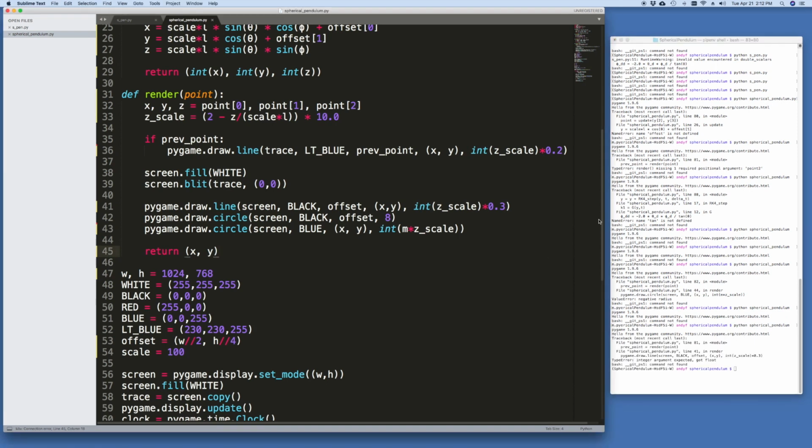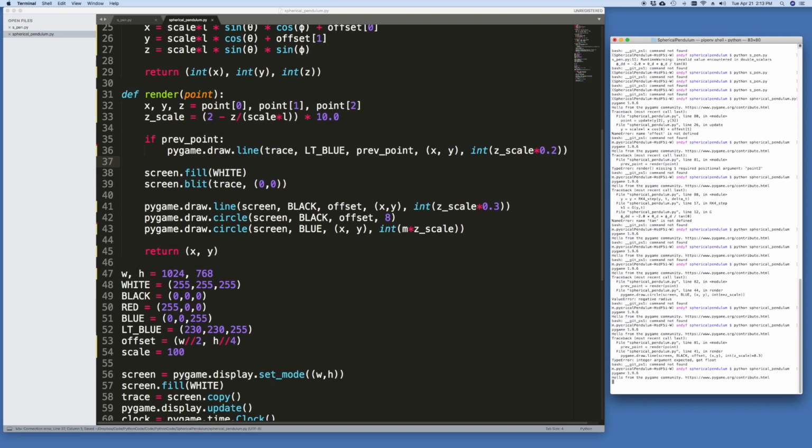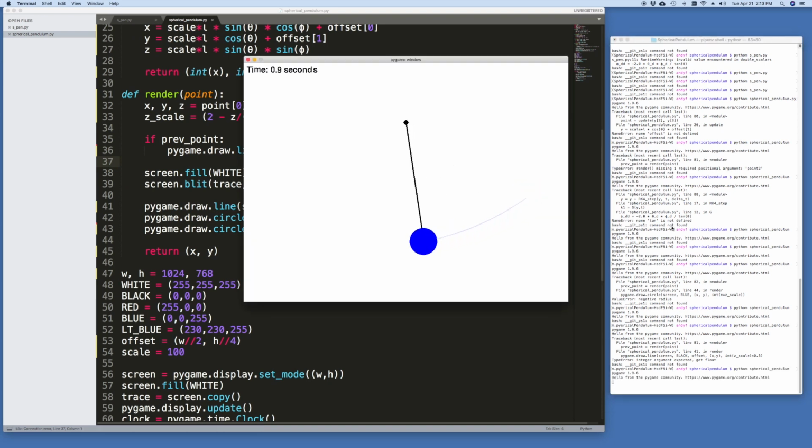Got to float. Oh, I've got to put the int around all of that. There we go. That should be it now. I think that actually looks really good.